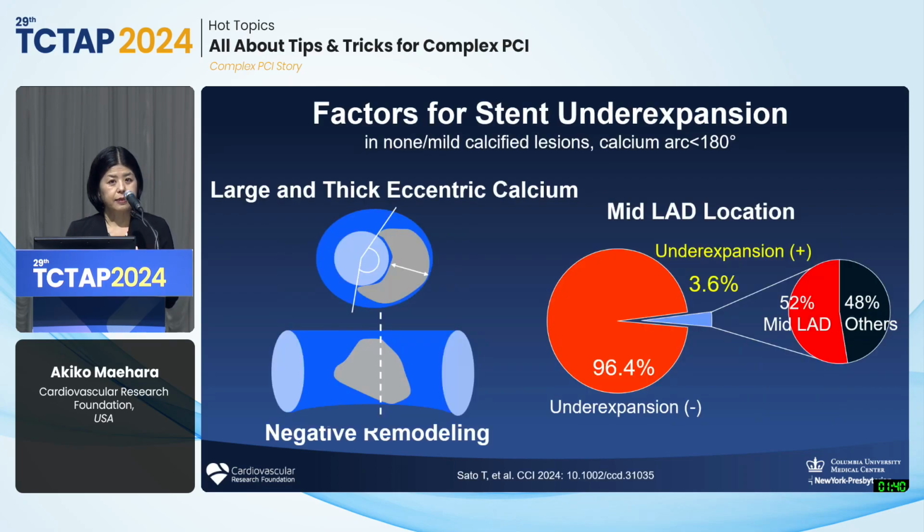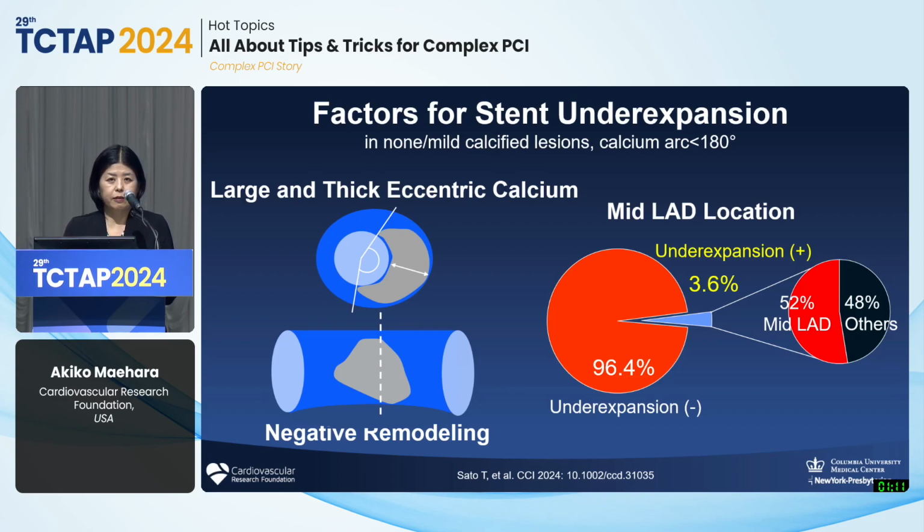So we ask a separate question. If the calcium is less than 180 degrees, what is the predictor of poor stent expansion? That's a separate cohort. And one answer is that under-expansion is very rare, only 3.6%. But the predictor is eccentric calcium, including the non-eruptive calcified nodule, or negative remodeling, and typically in the mid-LAD. So if those are together, they have poor expansion.